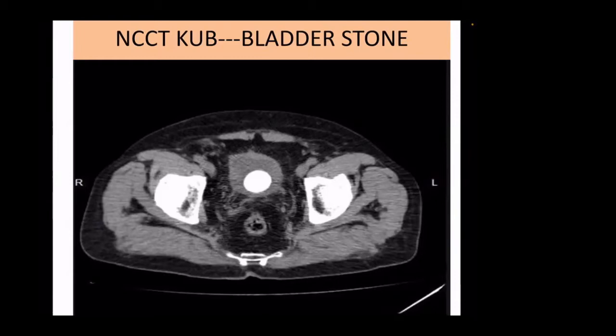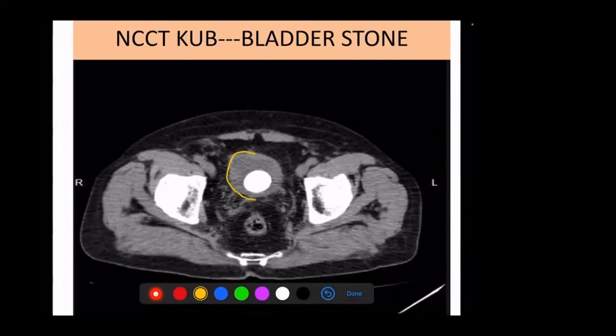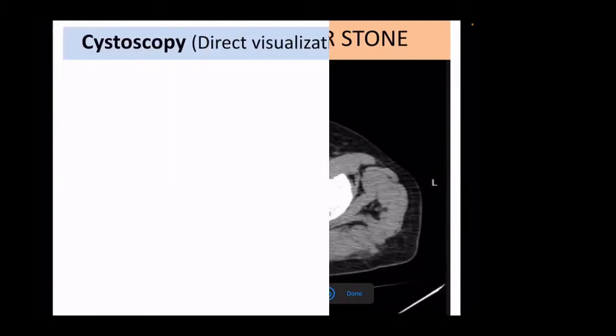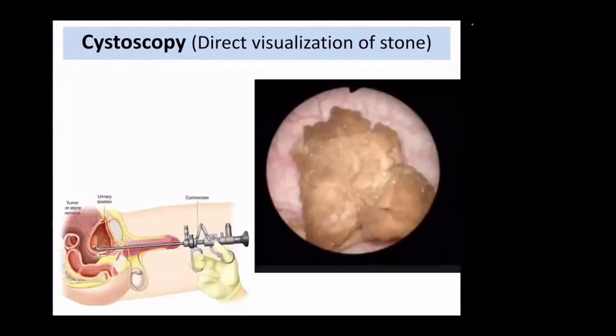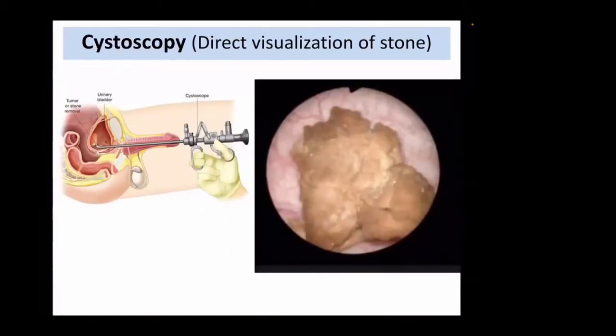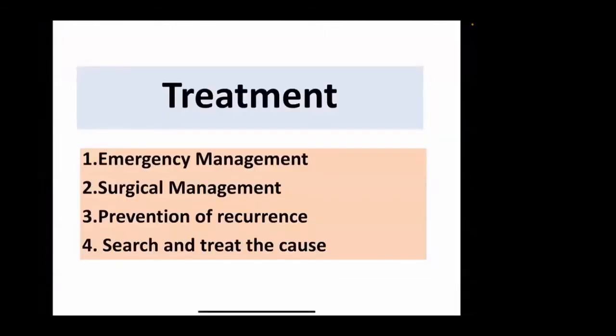If you do non-contrast CT KUB, then easily you can see the stone. Okay, a hyperdense structure found inside the bladder. You can see that. So cystoscopy is basically done just before the surgical intervention. We introduce the cystoscope telescope inside the bladder, and you can see the bladder stone. Direct visualization, but we don't do it just for a diagnosis. Okay.